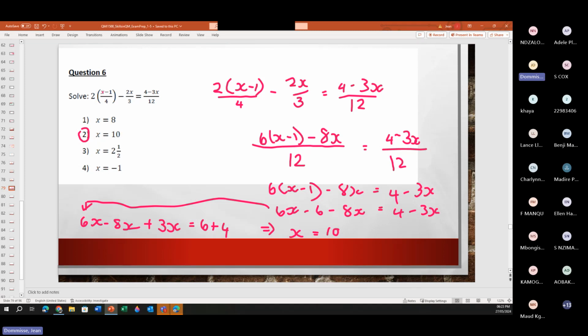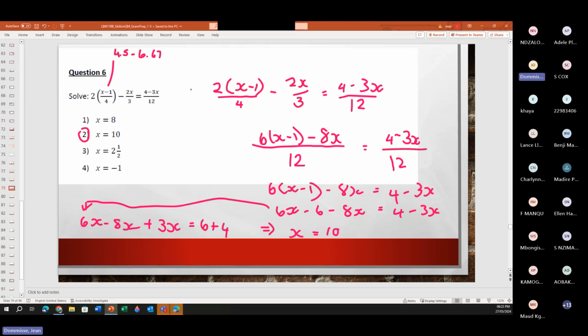So you can also test it a bit. If you put in 10, 10 minus 1 is 9. 9 divided by 4, and let's put it in the calculator. 9 divided by 4 is 2.25. If we times it by 2, that will be 4.5. Minus, again, 10 in there. 2 times 10. Now we're going into fractions, but that's fine. It's 20 divided by 3, which is 6.67. So that is basically 2/3.